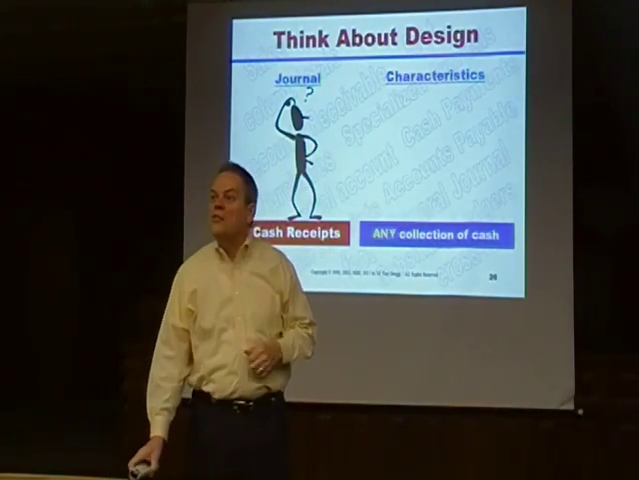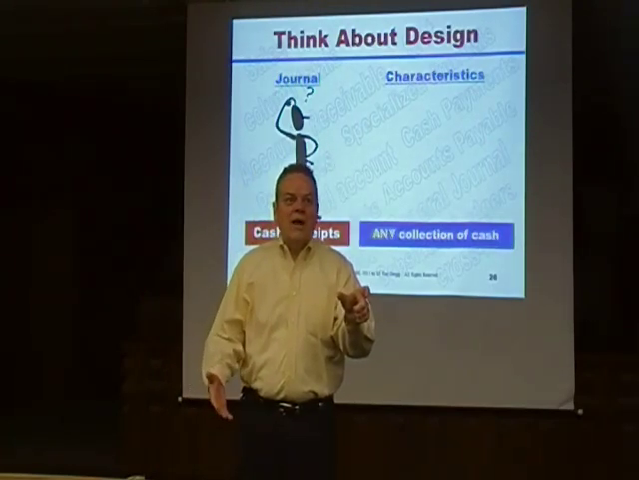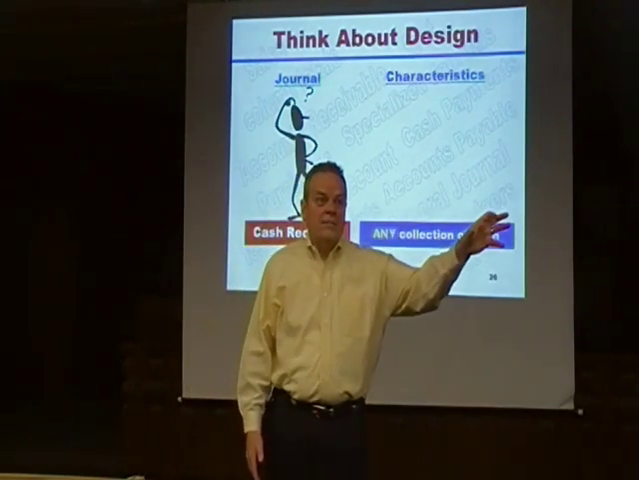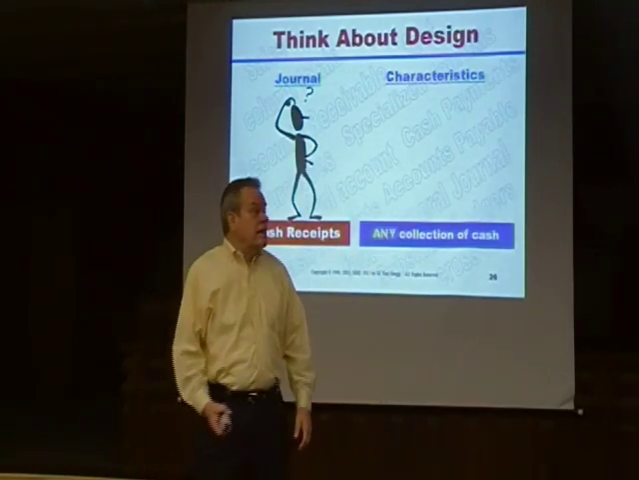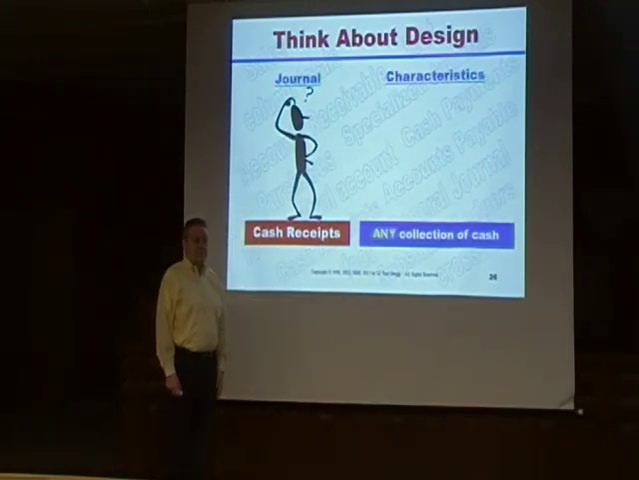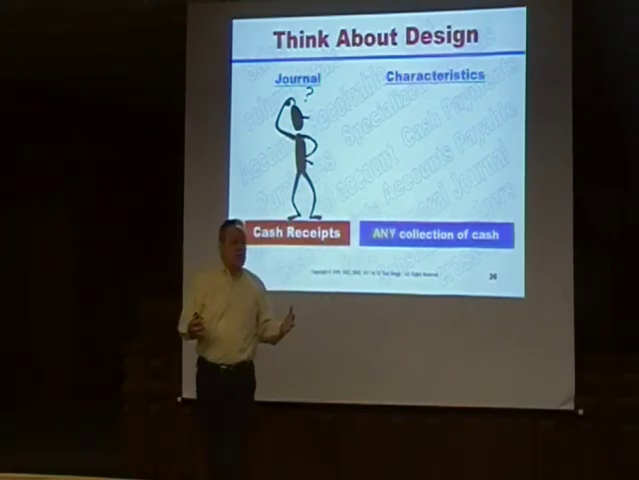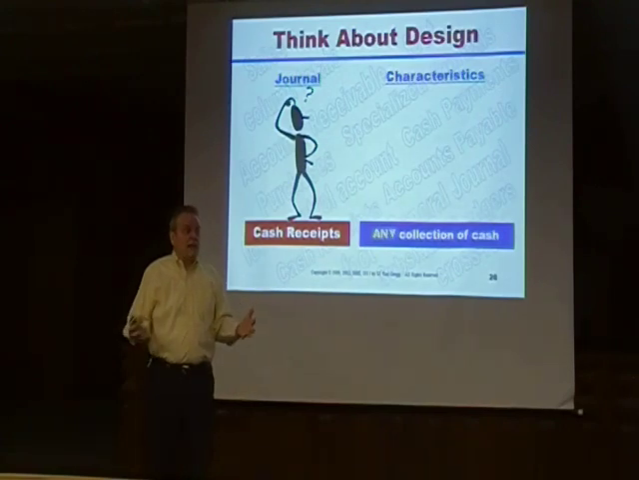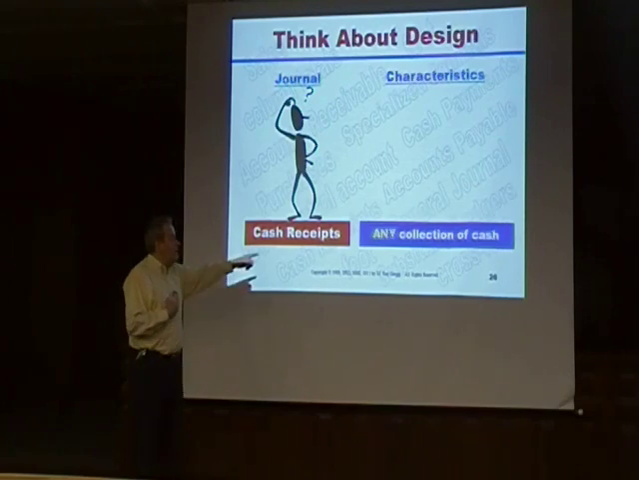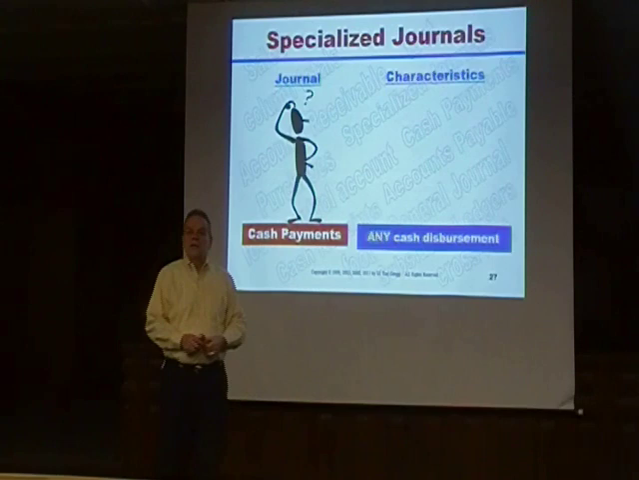Did you understand the lesson about the rent revenue? Seven rent checks, have a special column for it. One rent check, just put it in the other column. It'll work that way. Is there an other column in this journal? Yes, because the word any is in the description. It gives us the flexibility that anytime we collect money, we can record it in that journal. There's an other column. How about the cash payments chart?